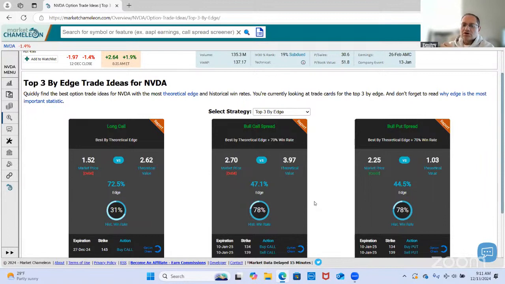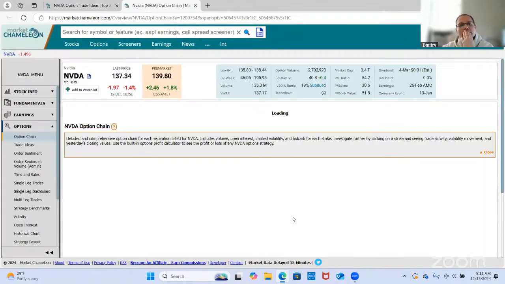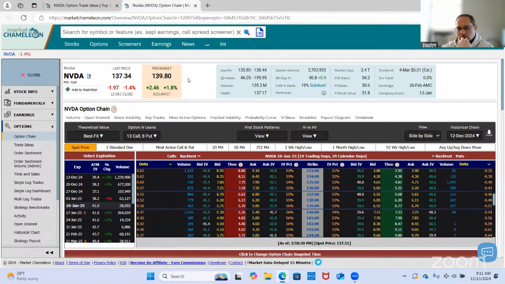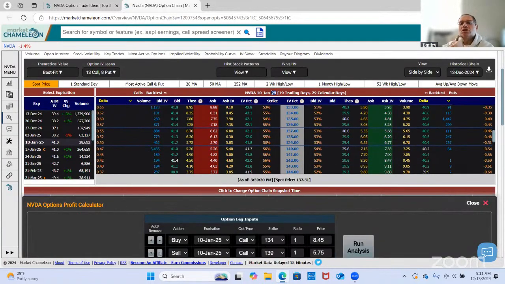So I'm going to come over here and you see this little arrow, options chain. If you click on it, it'll take us to the options chain. So I'm going to click on this and now it's going to open up a new window. Let me just close this menu to expand it. Now we have the options chain. It's the same expiration, January 10th. You see 19 trading days left, 29 calendar days left.